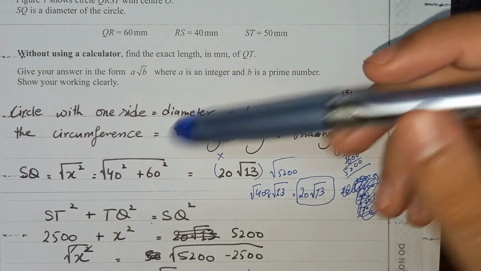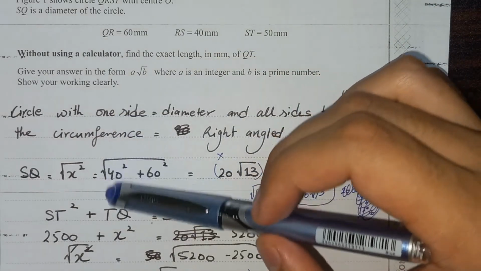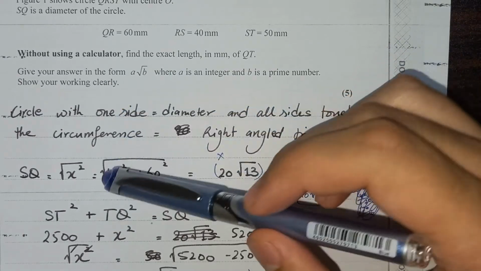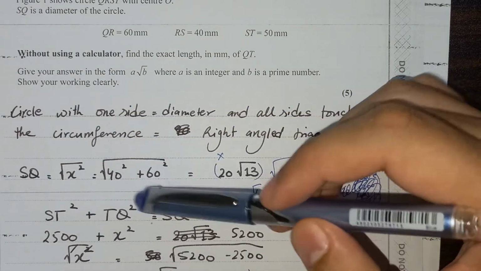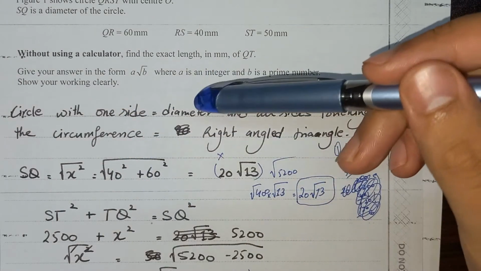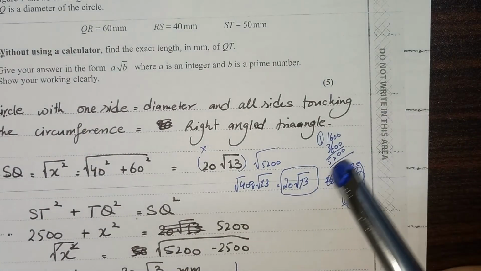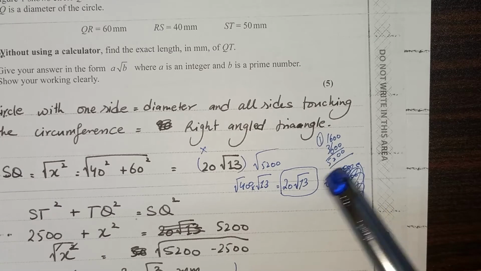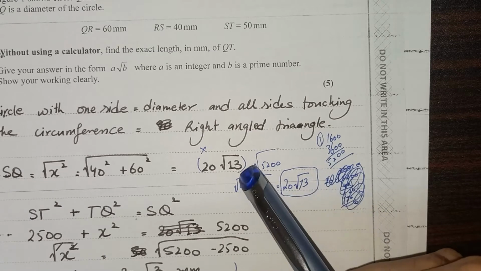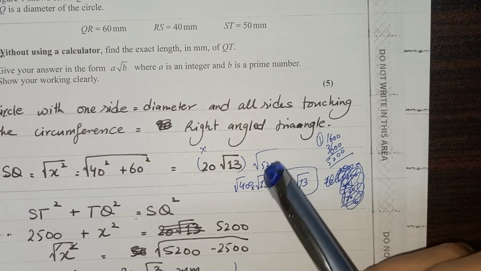So to do this, you can mentally tell that 4 squared is 16, so 40 squared will be 1600. Add it to 3600 because 6 squared is 36, and you can mentally do the calculation, or you can write it over here like this. You get 5200, so it's the square root of 5200.